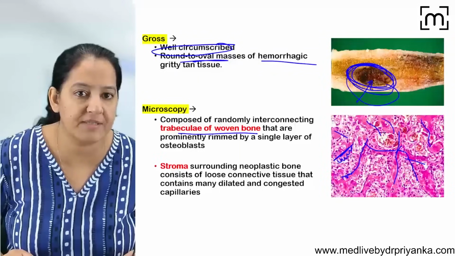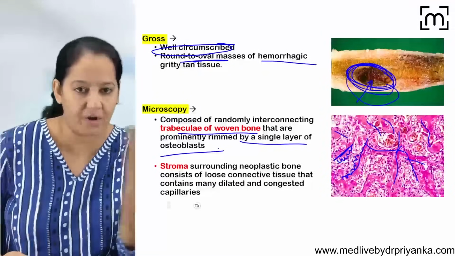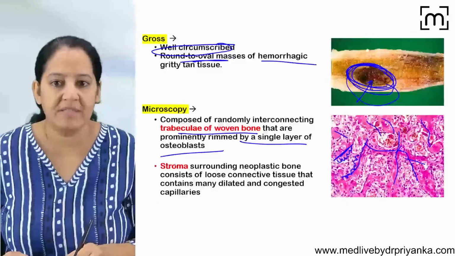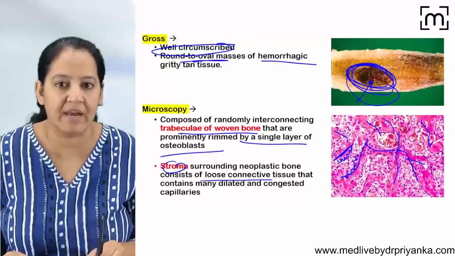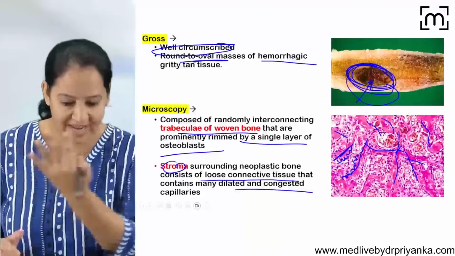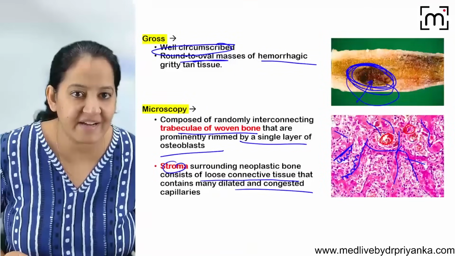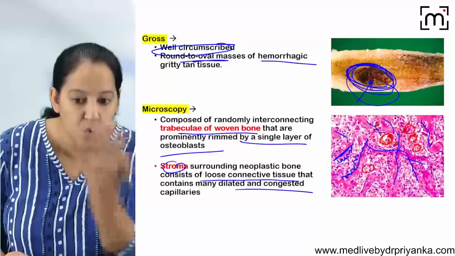You can appreciate this is the lining here. They are lined by a single layer of osteoblast. And the background is having the stroma. The stroma is loose connective tissue that may contain dilated capillaries. Can you appreciate the dilated capillaries in the background? Appreciate the congested and dilated capillaries in the background in the loose stroma.